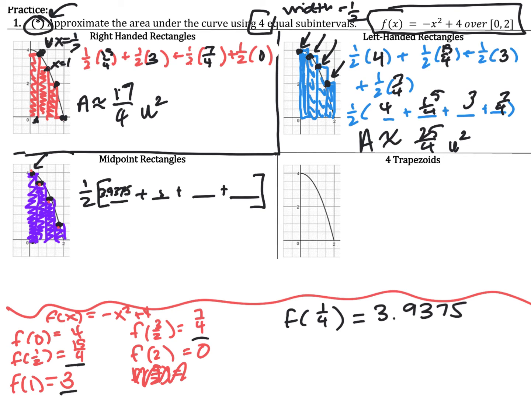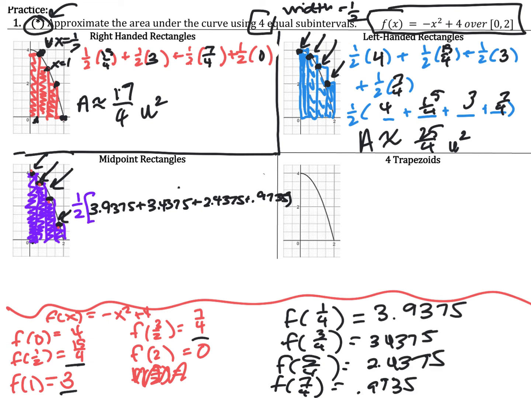And then the next height here would be at 3/4. The height here is going to be at 5/4. And the last height is going to be at 7/4. So you can go ahead and pause the video and use your calculator to find out what each of those values is. So here we go. And then if we use our calculator to simplify this, we would get that this area is approximately 5.375 units squared.